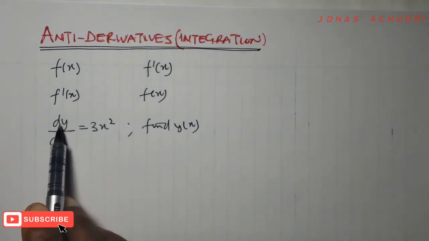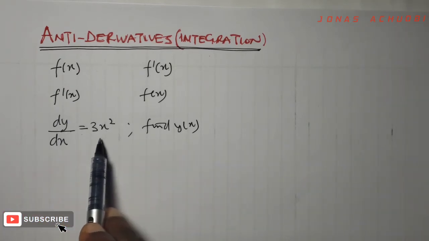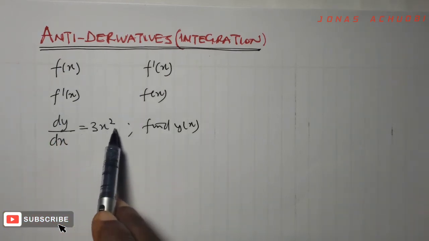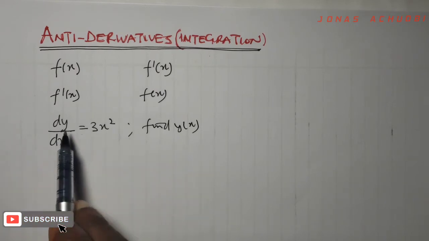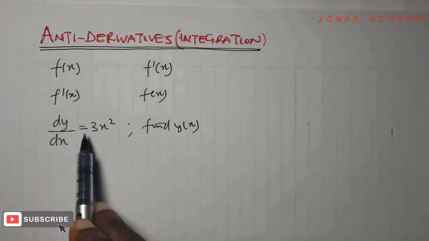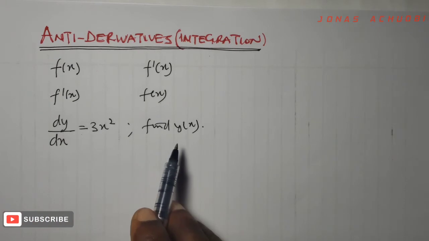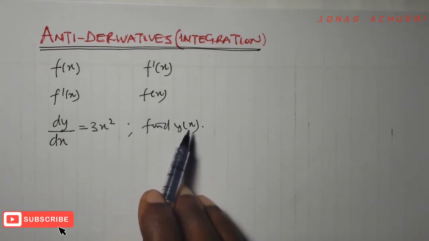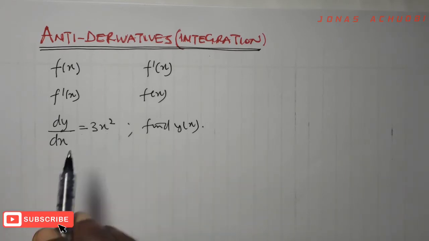So we are given the derivative of some function y of x which we do not know, and that derivative is what? 3x squared. In antiderivatives, we are interested in knowing the function whose derivative is what? 3x squared. So we have dy dx, which is f prime of x, equal to 3x squared, and we are asked to find y of x. What this means is this: we are required to find the function y of x such that when that function is differentiated, we have 3x squared.